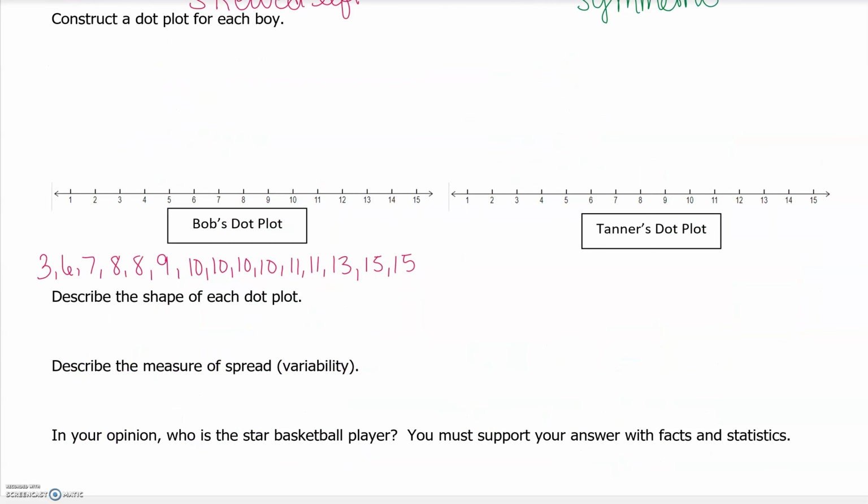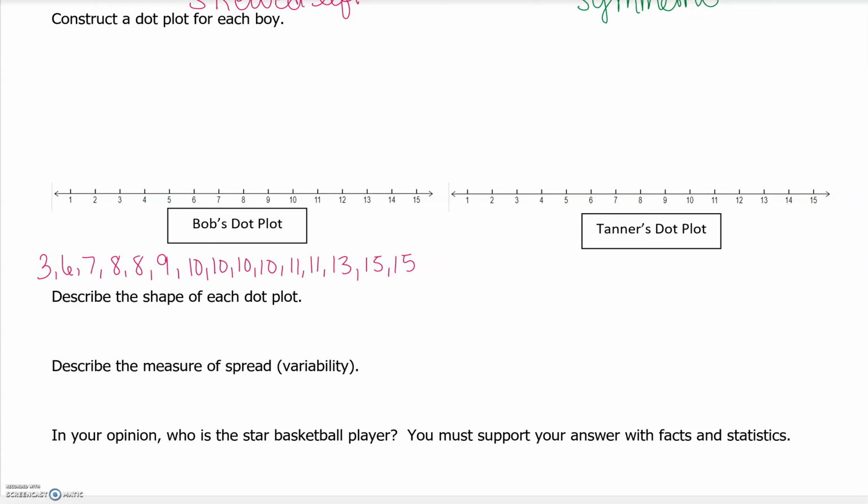Okay, next we're going to construct a dot plot for each player. Constructing a dot plot is very similar to a histogram in that it counts the frequency of each data value. So again, I wrote Bob's points that he scored per game in order from smallest to greatest, so we can have that to refer back to. What you're going to do is place dots above the appropriate number to represent the data values. So I'm going to stack dots in a column to represent each count of the data.